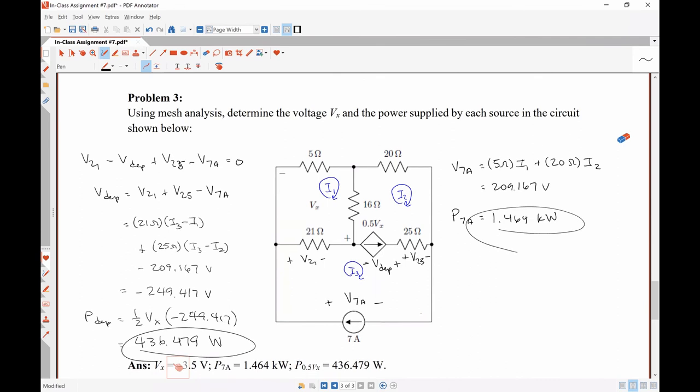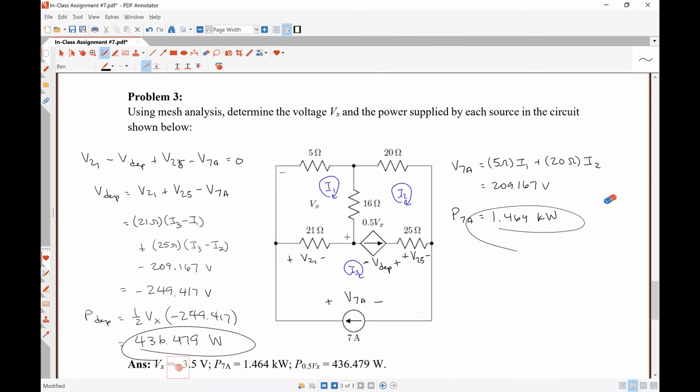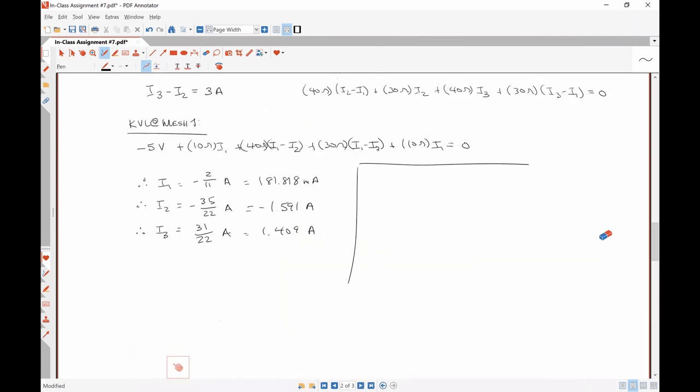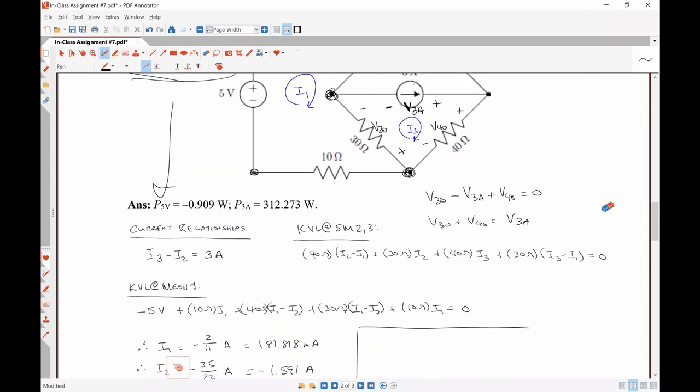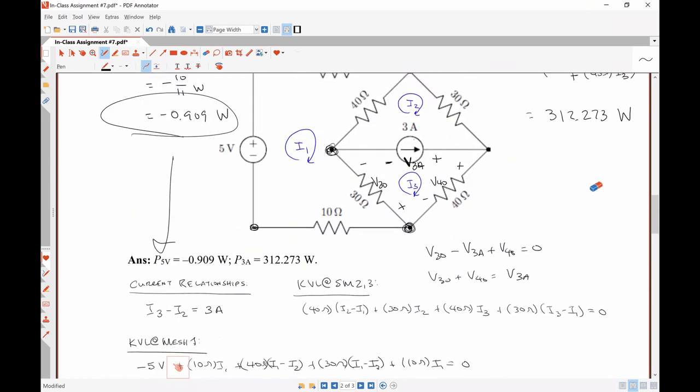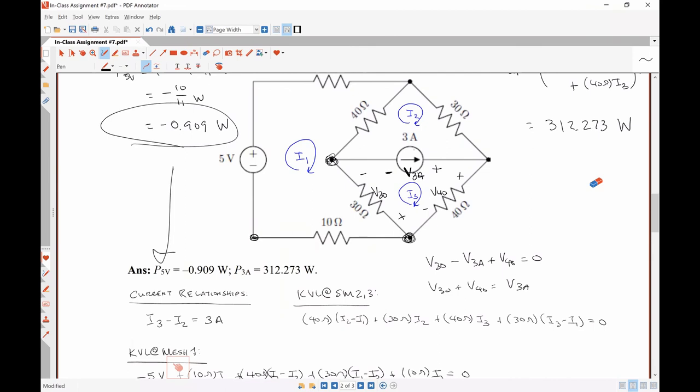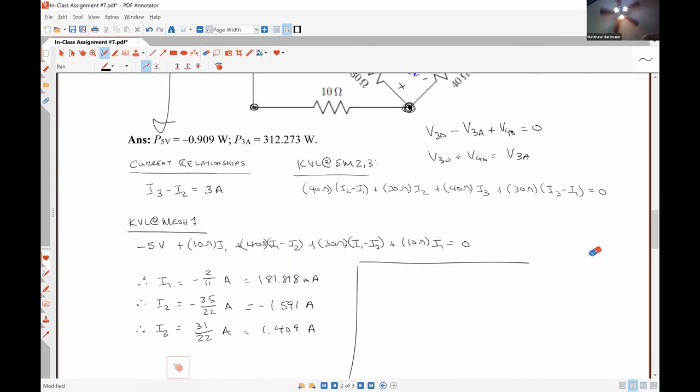Not this problem. Can you go back to problem two? Because I tried doing it by hand, and I got something different. I just didn't see what you got for the currents. Okay, so my answer is for the currents there.